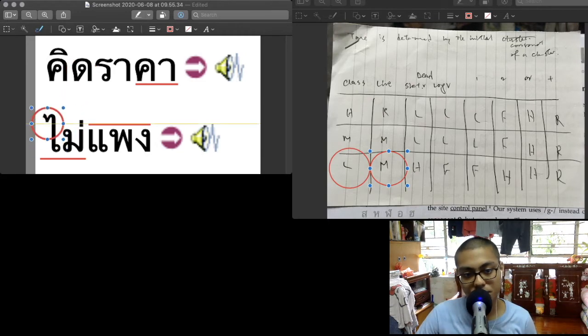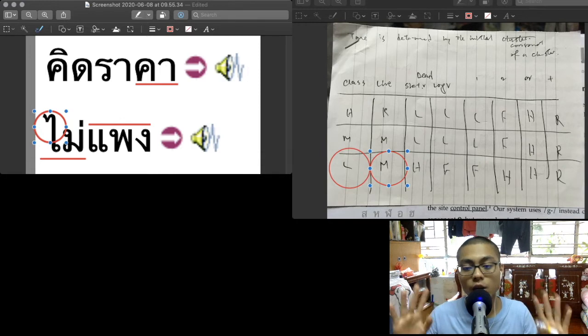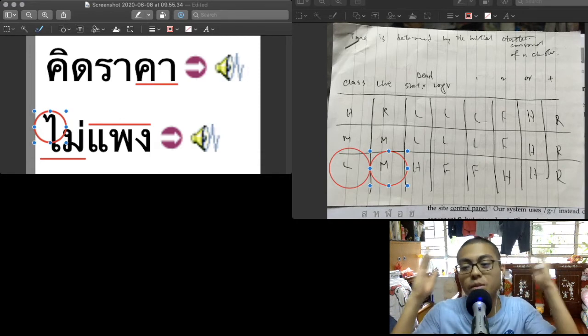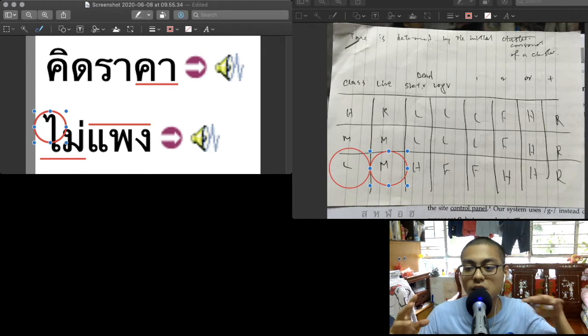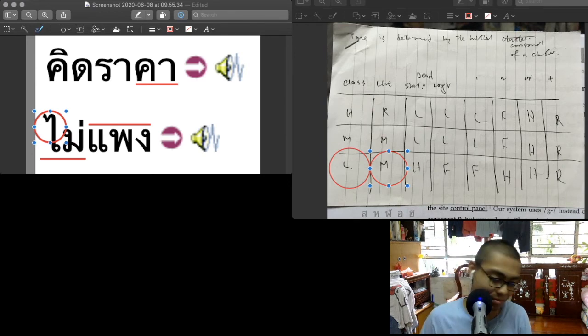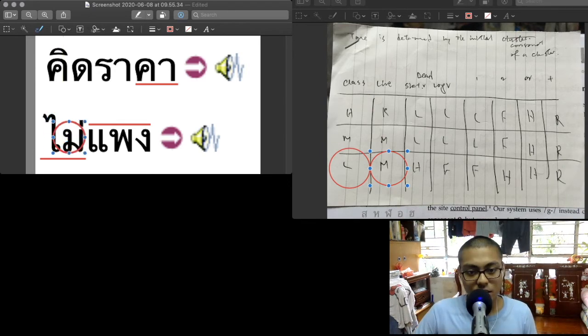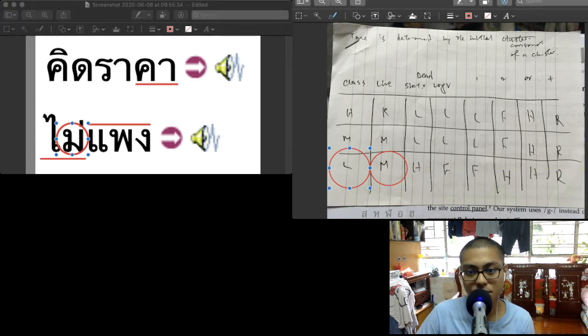The first one is a vowel. Again, I know it's a little bit complicated why the vowel is before the consonant. It doesn't make any sense, but this is Thai. So first of all, we look at this consonant first. This is the only consonant in this syllable. Mo ma, low class.